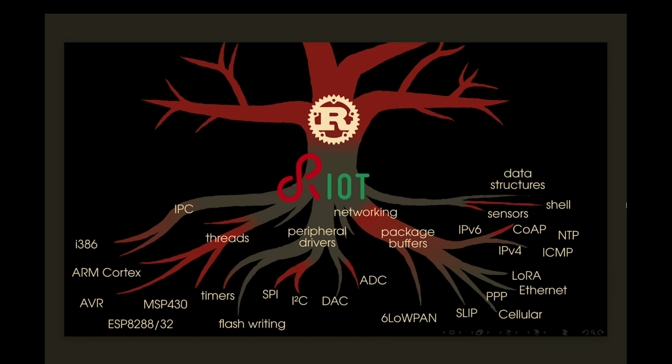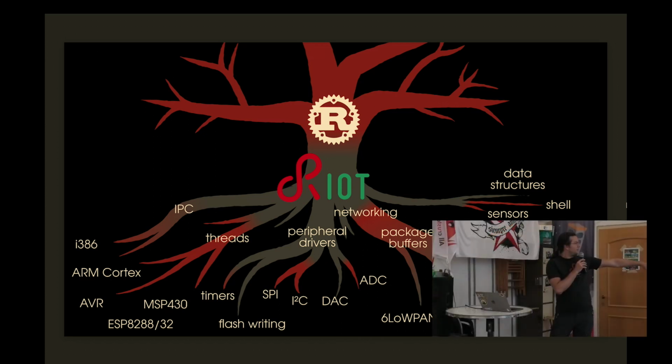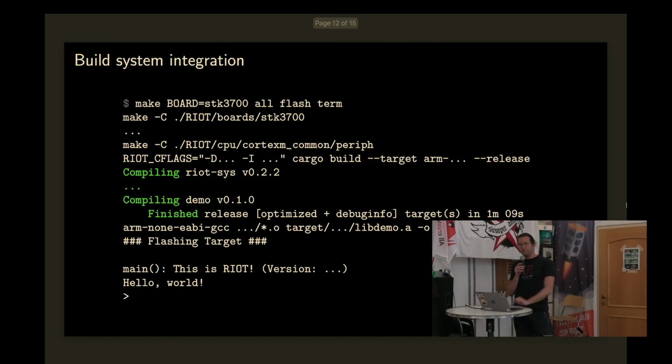So this is the picture of 2018. I haven't found time to update this to the latest state, but DACs have been added, timers, flash writing has been added, if I remember correctly. More kinds of networking are accessible. So this is growing and growing, and it's also easy to extend because basically all one has to do is decide how that API would look like in Rust and do a few unsafe wrappers.